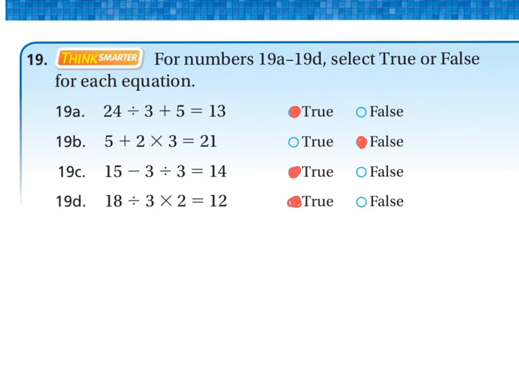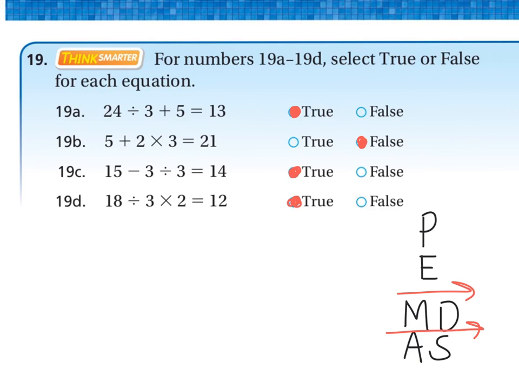Please take a minute right now to pause the video and check your answers for number 19. If you had these answers, you may stop the video now, look on the board, and start your next activity. The most helpful thing when doing these order of operation problems is to list your order of operations and reference them each time. When I look at 19A, the first thing I'm going to do is divide. 24 divided by 3 is 8. 8 plus 5 is 13.